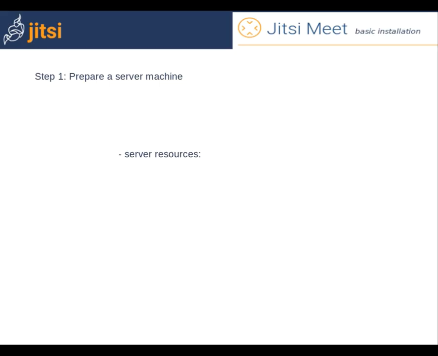Step number 1. Prepare a server machine. You can use either a physical or a virtual machine. Jitsi Meet can run on dedicated servers in a data center, on virtual private servers in the cloud, on a machine in your company's server room, or on your laptop.